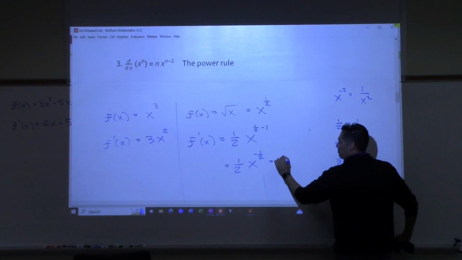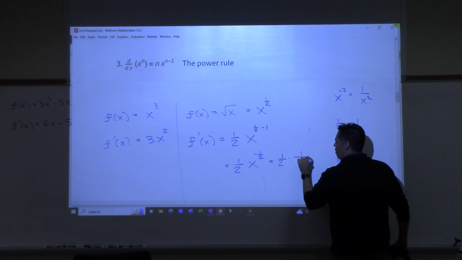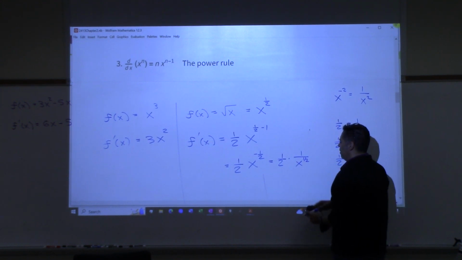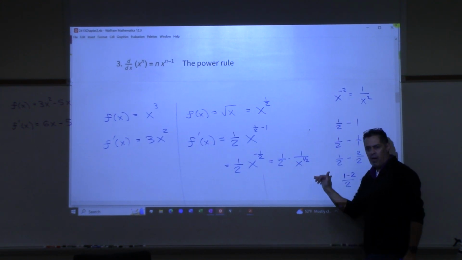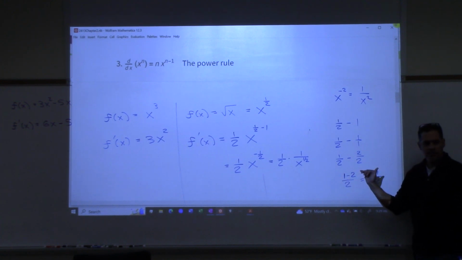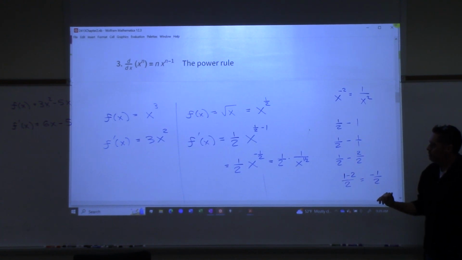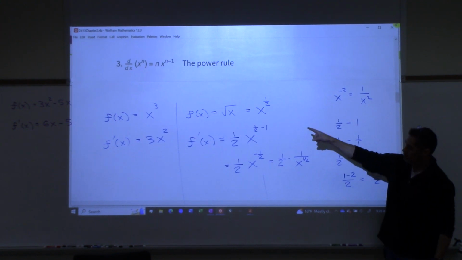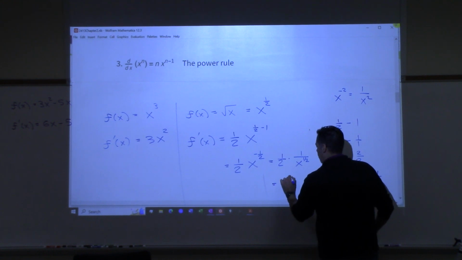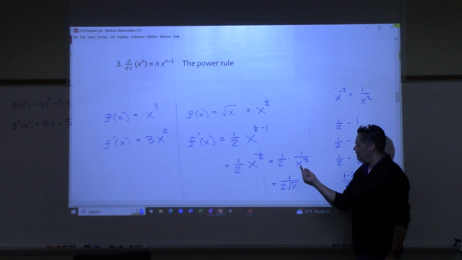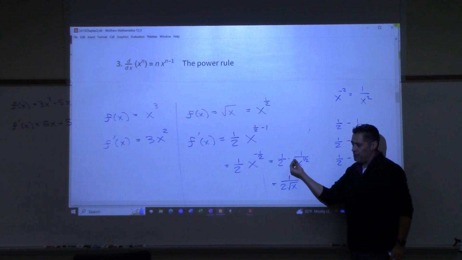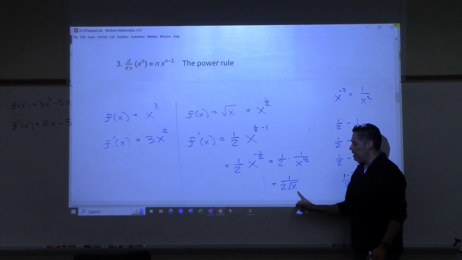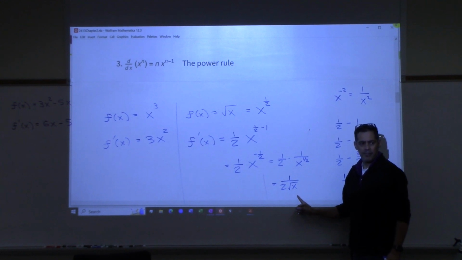I'm going to rewrite this as 1 over 2 times 1 over x to the positive 1/2. See how I changed it from negative to positive, but I dropped it down? Yeah? But what is x to the half? Square root of x, right? So this is 1 over 2 square root of x. What I did there is I turned that into a square root of x, and then I put these fractions together by multiplying straight across. And I get this answer right here. Questions on that?